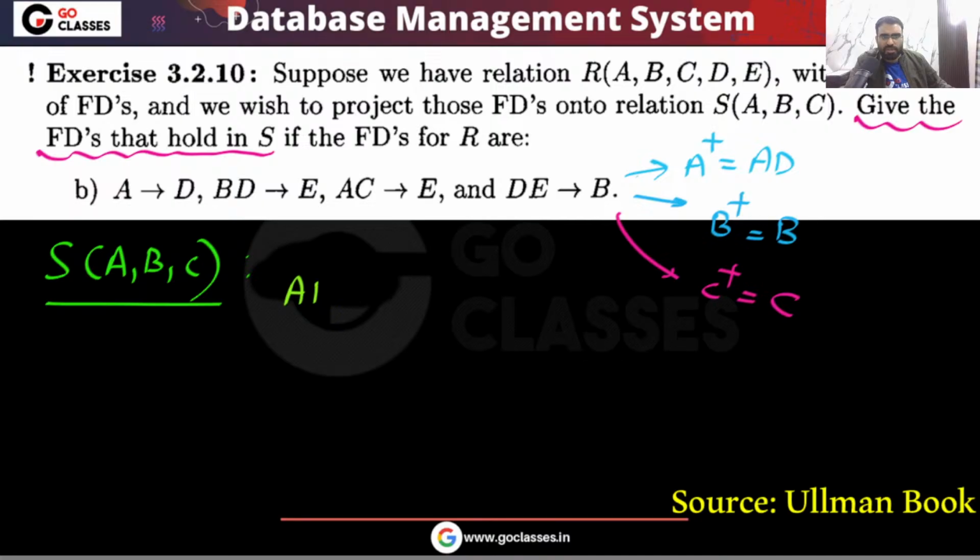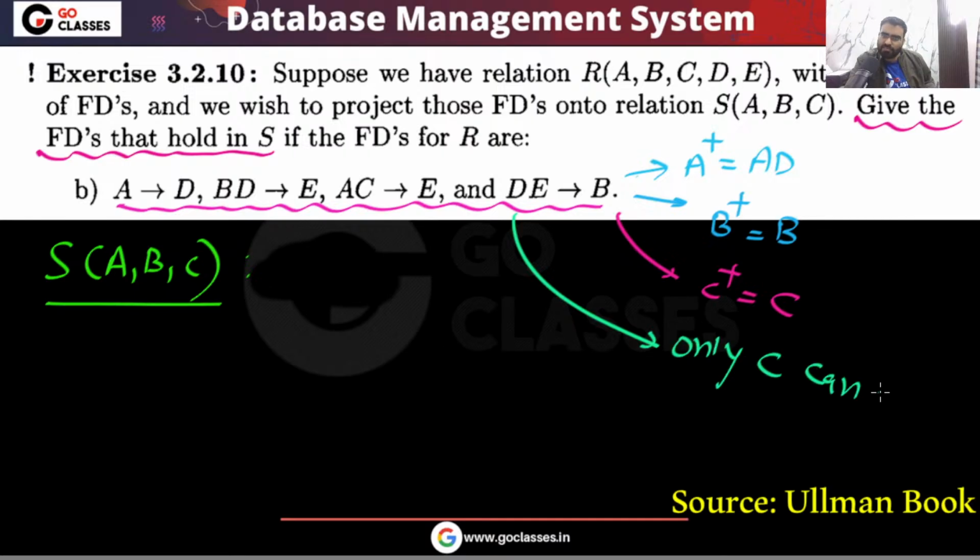Remember one more thing you can notice: if you look at all these functional dependencies, then on the RHS, we do not have the attribute C. The attribute C is not present on the RHS of any given functional dependency. So only C can determine C. This simple observation you can make. So definitely AB cannot determine C. If you find the AB closure, you will see that AB closure will not contain C. So you don't have to take AB on the LHS because AB cannot determine C.